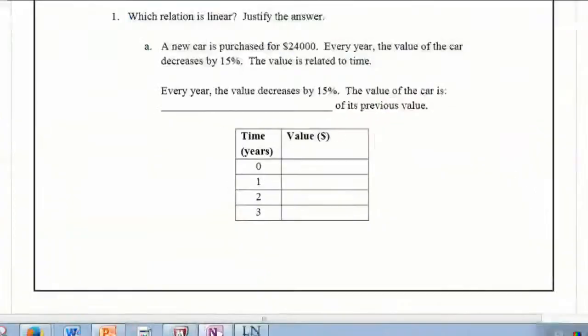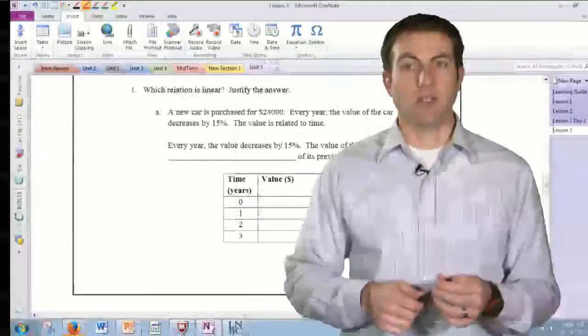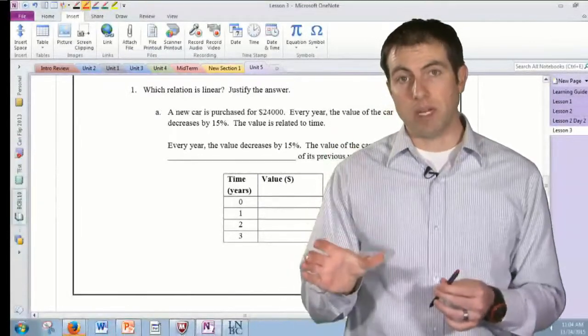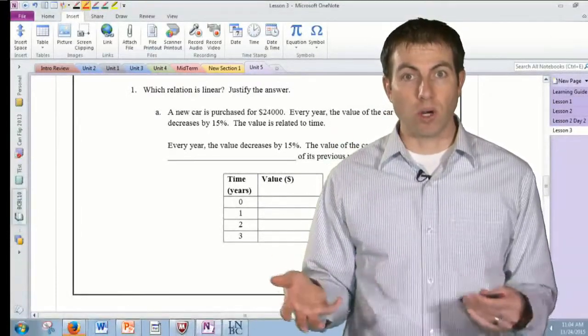So here's a little bit of information, or just something to think about. A new car, let's say it costs you $24,000. Every year, the value of the car on average decreases by 15%. So the value is related to time. The older the car, the less it will cost, or the more it depreciates. So every year the value decreases by 15%. There's kind of two ways to look at this.